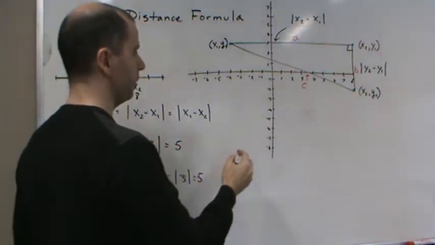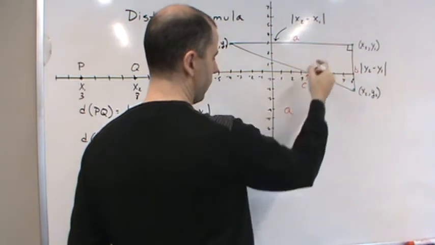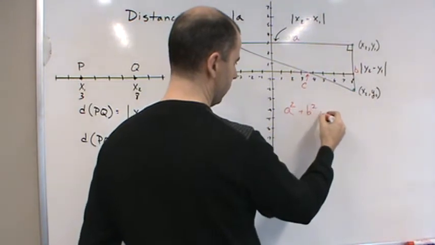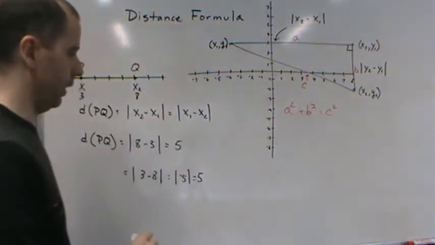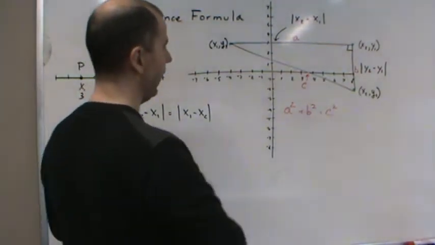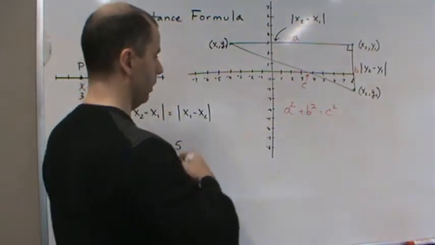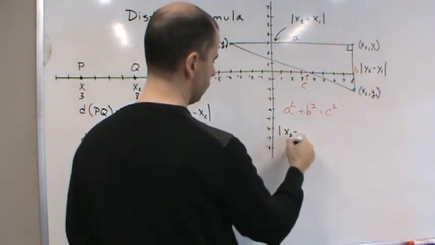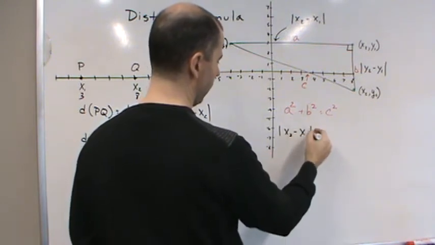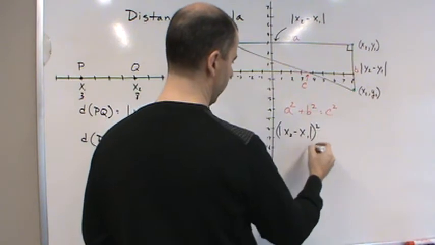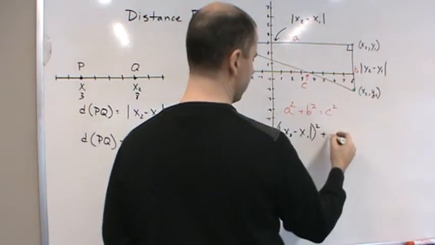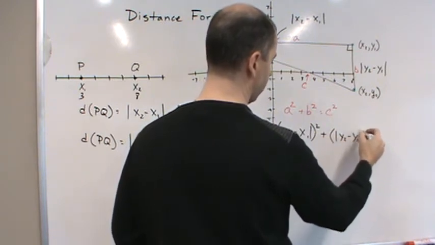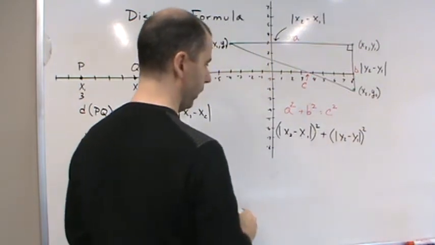And the Pythagorean theorem says if I have a right triangle, then the relationship between the sides is a squared plus b squared equals c squared. So if I look at this, well, a is just this, right? So a is going to be the absolute value of x2 minus x1, quantity squared, plus b, which is this one, the absolute value of y2 minus y1, quantity squared. Okay?